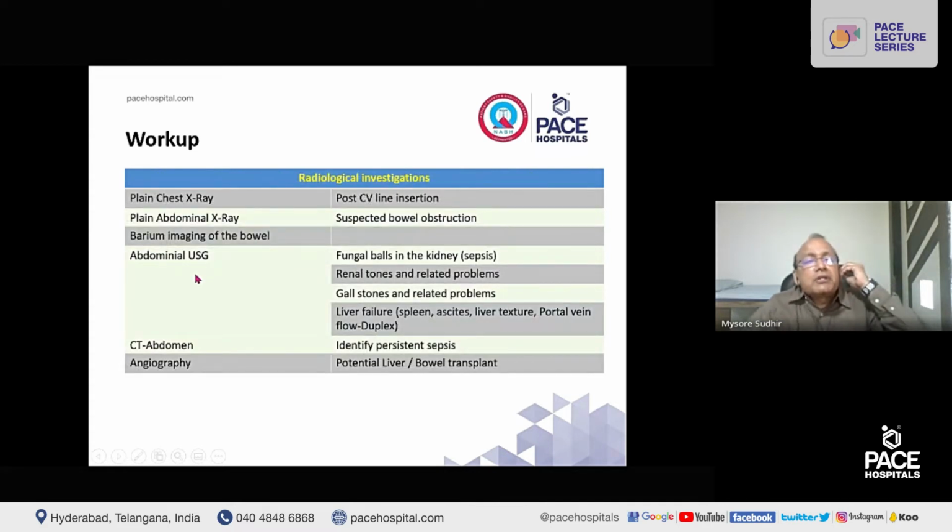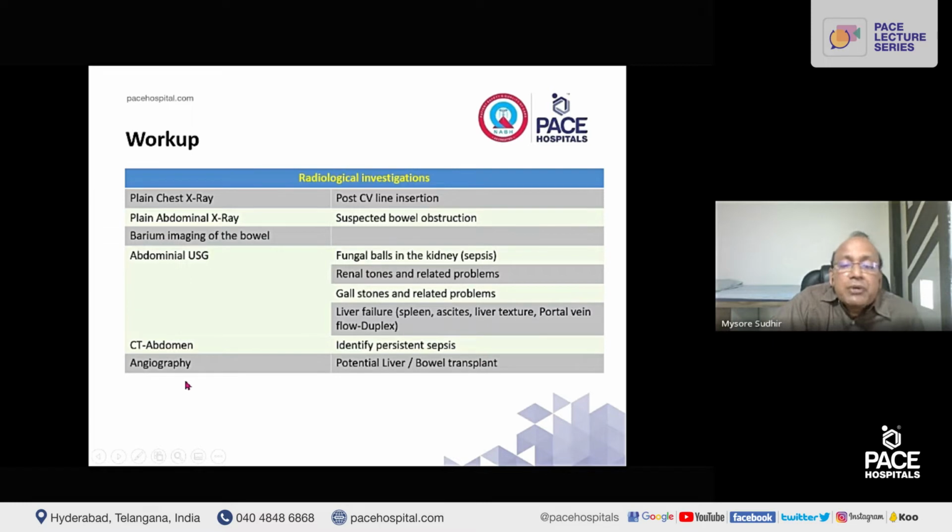Then we can go to the radiological tests: a plain chest X-ray to know the position of the CV line, a plain X-ray abdomen for any suspected bowel obstruction, and after that ultrasound, we look for the fungal balls in the kidney. One of the complications of TPN and short bowel syndrome in the kidney is the presence of renal stones, and the presence of gallstones, liver failure, ascites, liver texture abnormality, portal vein thrombosis, and CT abdomen to identify persistent sepsis.